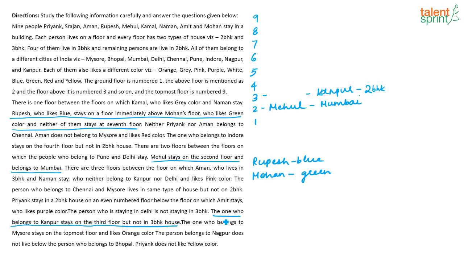Then the one who belongs to Mysore lives on the topmost floor, likes orange color. So the one who belongs to Mysore stays on the topmost floor and likes orange color. Then what else is given?